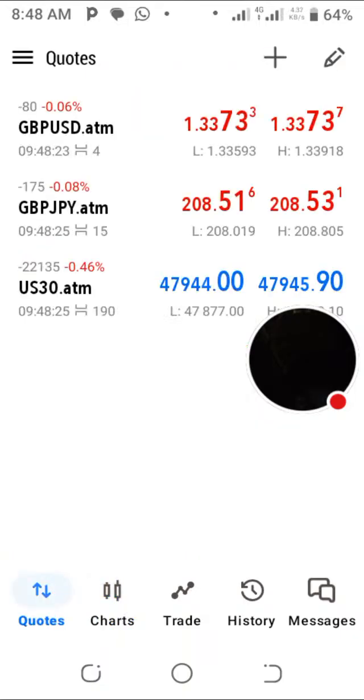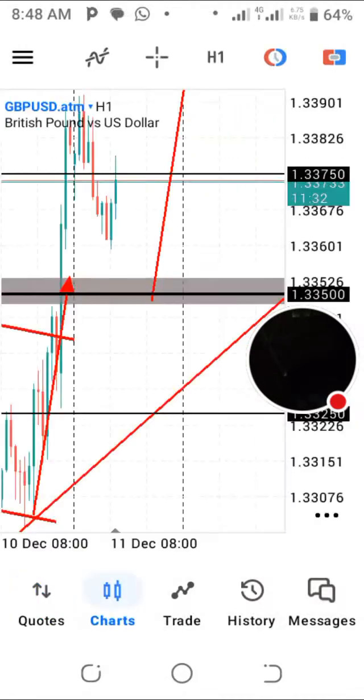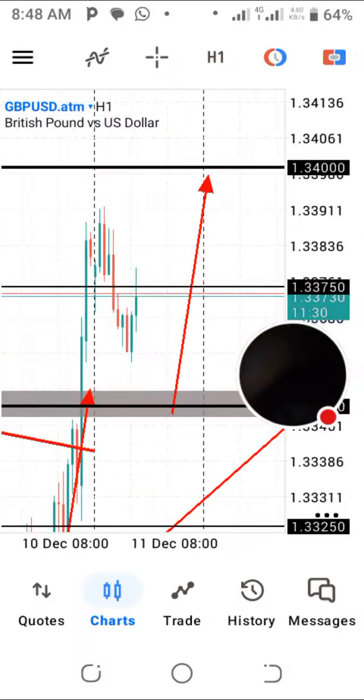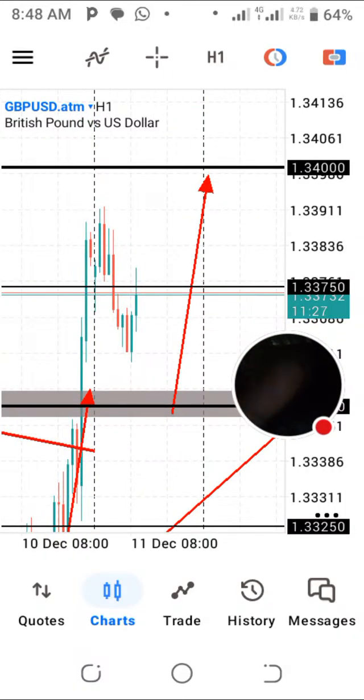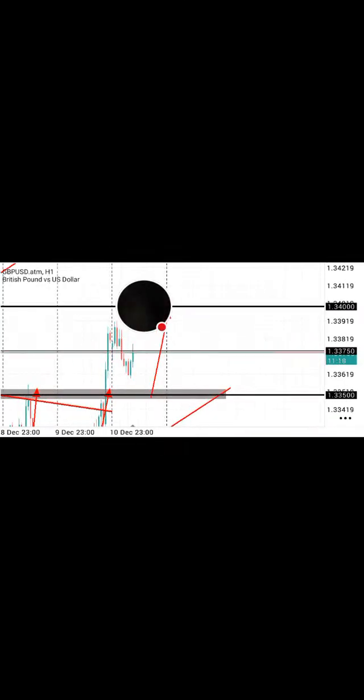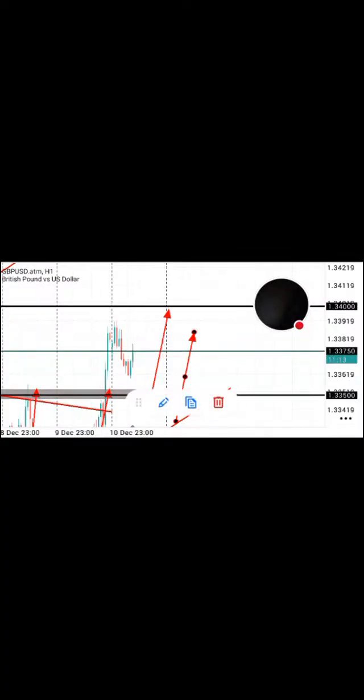Now GBPUSD, let's see GBPUSD. I told you guys, you see this rejection here. Now let me go to landscape mode. I said that this is a neckline. This point now is a neckline, and this is a head and shoulders pattern. So I told you that this market will definitely want to react to this point.